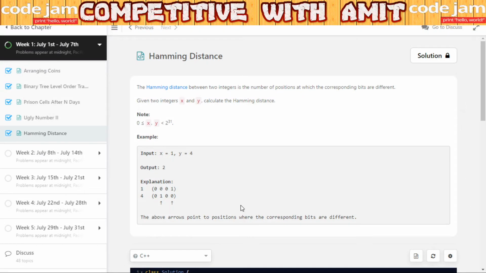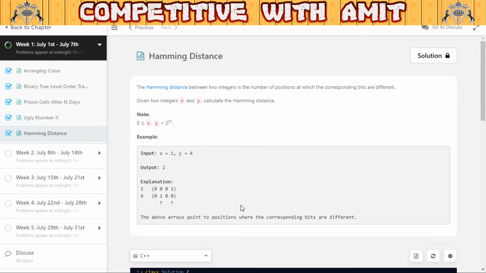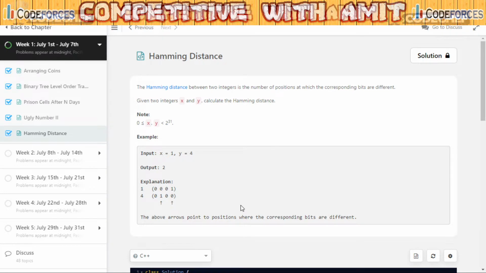Today we will solve the fifth question of the July LeetCode challenge. Our question is Hamming Distance. Our video will be divided into three parts. First the question discussion, then the solution discussion. After that, our implementation part, or the code discussion part, will come.